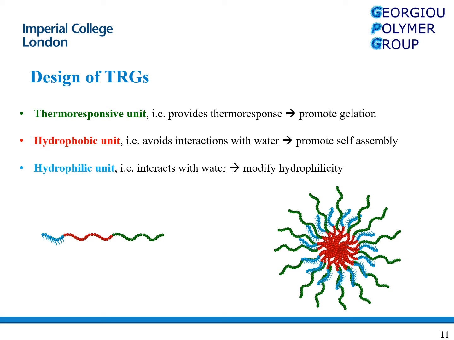So in the example given, blue is hydrophilic, red is hydrophobic, and green is thermoresponsive. When you dissolve this in water, it will form a micelle, like is shown in the structure here, with the core being formed by the hydrophobic block, because this block avoids interaction with water, while in the corona of the micelle we have the thermoresponsive and hydrophilic units.